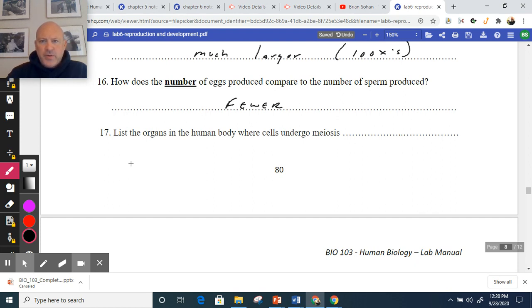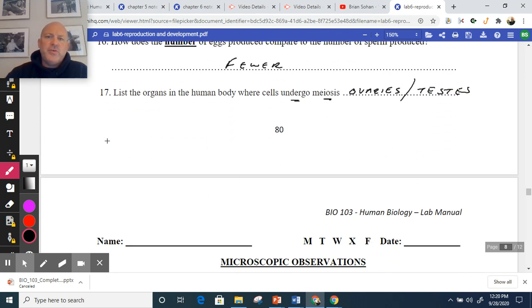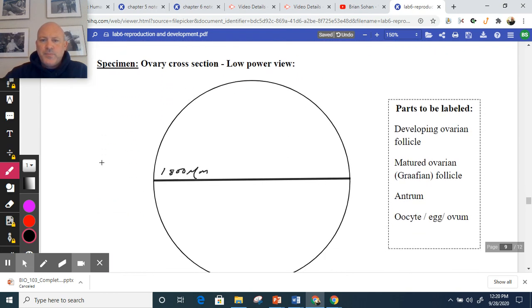Two organs where meiosis is happening. Of course, that's the ovaries and testes, because meiosis is only used to form gametes.